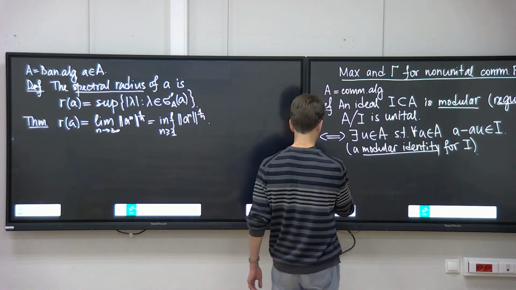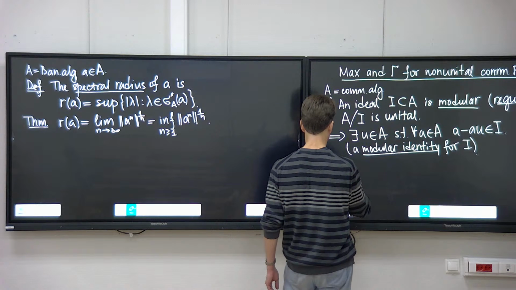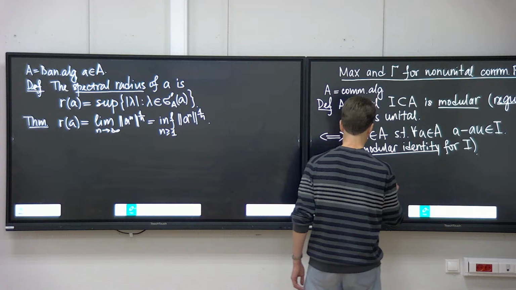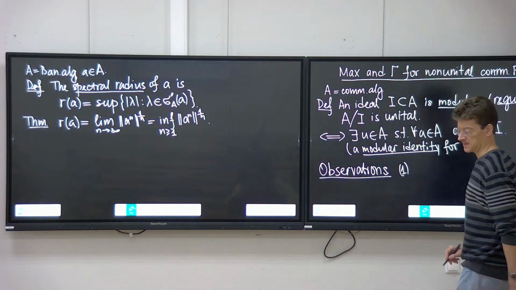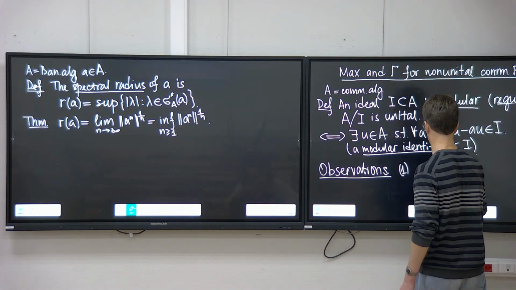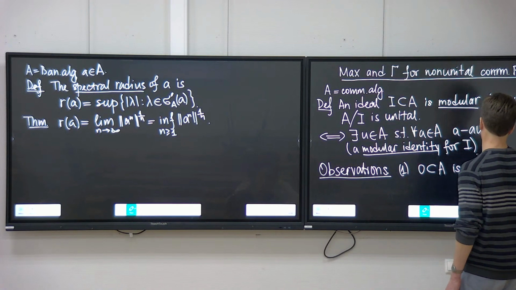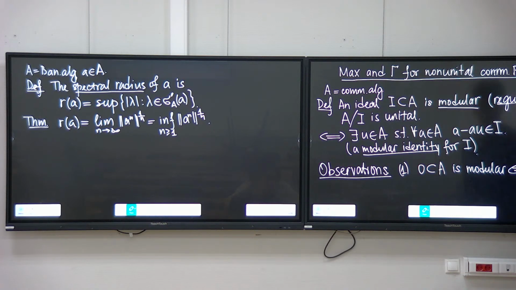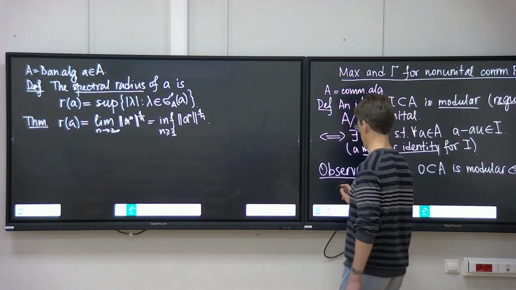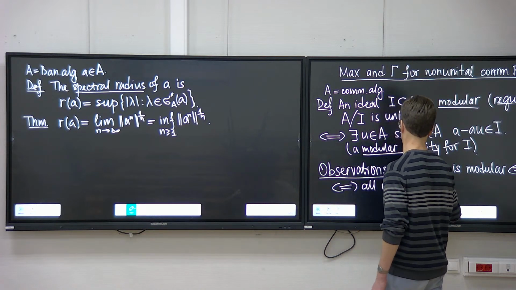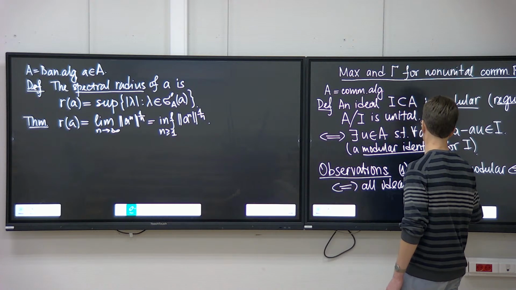Well, here are some simple observations related to this definition. First of all, the zero ideal of A is modular if and only if A is unital. This is immediate from the definition. And of course, in this case, all ideals of A are modular.